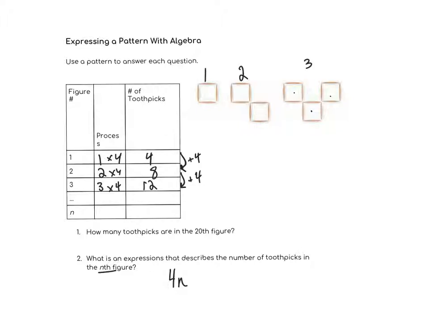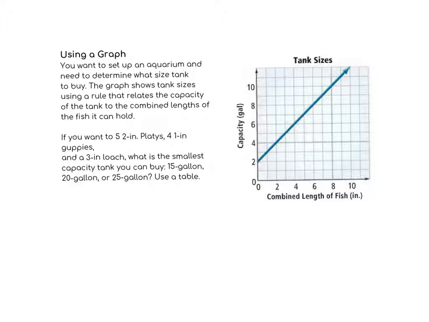So then if I want to know how many toothpicks are in the 20th figure, that means n is equal to 20. So I take my expression and ask, what's 4 times 20? If you do that, you get 80 toothpicks.